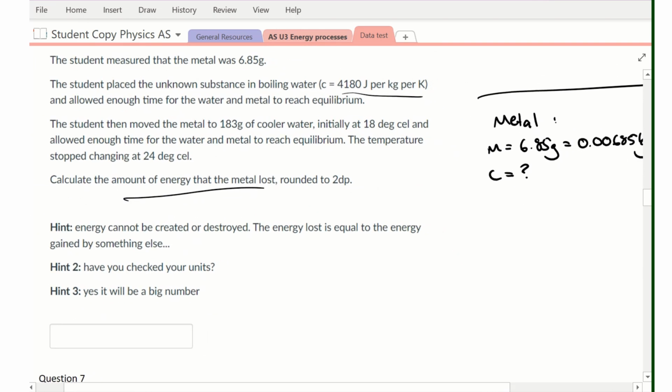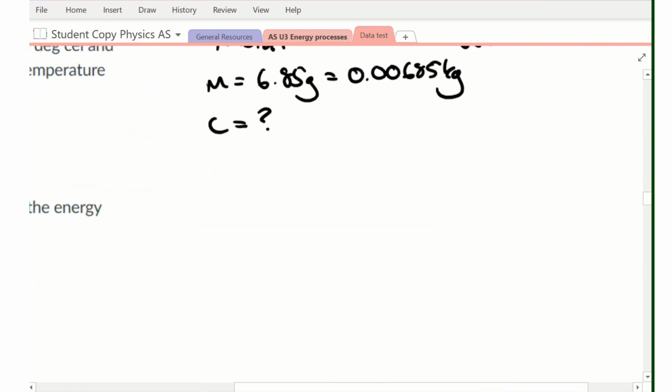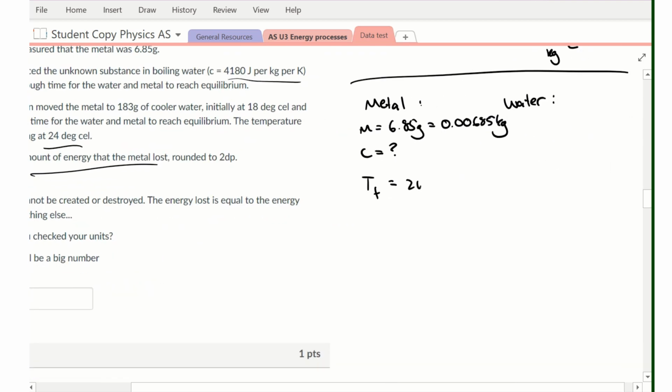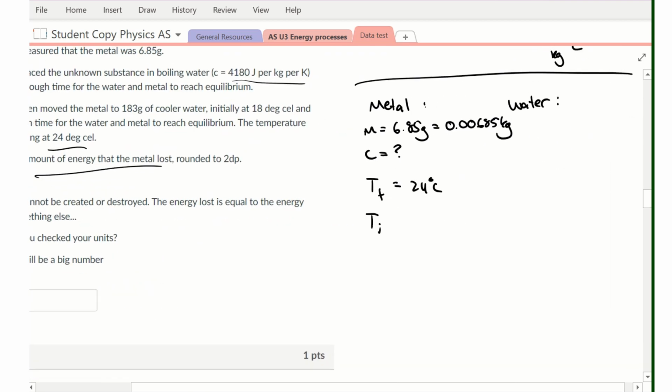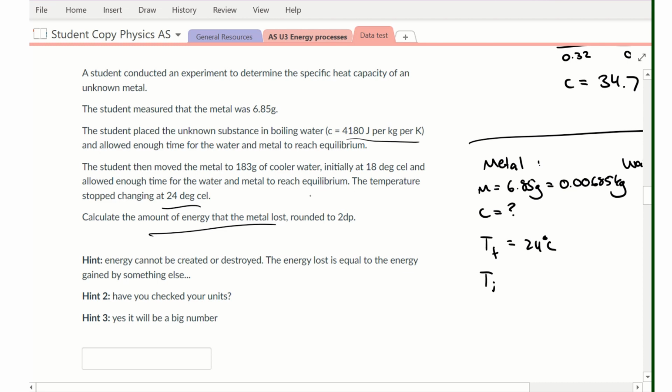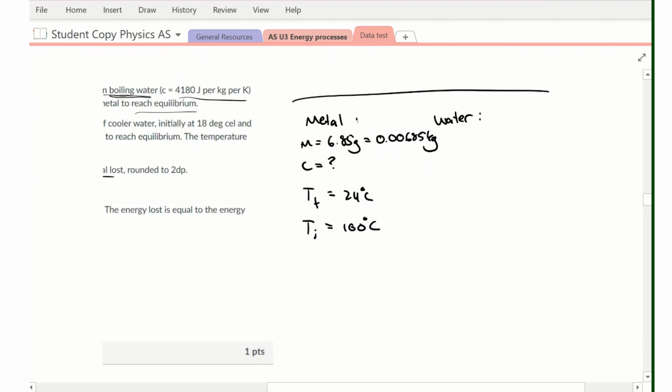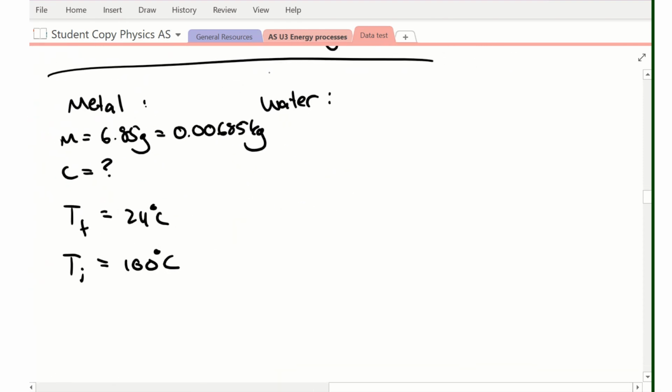Great. Now, I don't know the specific heat capacity of the metal. I haven't been told it. And I do know the temperatures. So the final temperature becomes at equilibrium at 24 degrees Celsius. Do I know the initial temperature? Well, there's no numbers for the metal. I can see that the water was initially at 18. But if I read the section here, the metal was placed in boiling water and it reached equilibrium. So the initial temperature is actually 100 degrees Celsius for the metal because it was boiling. It was the same temperature as that boiling water.